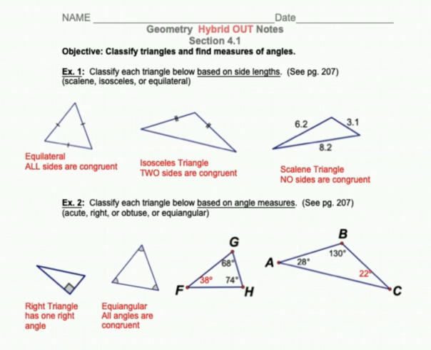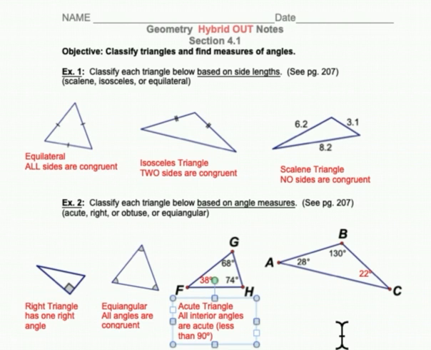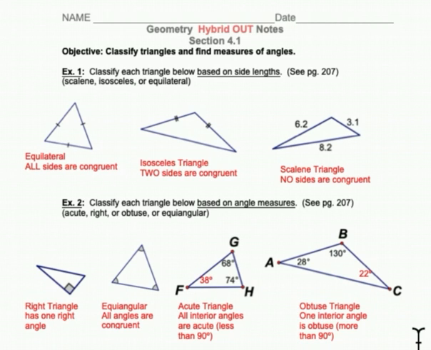This third triangle has three interior angles that are all less than 90 degrees. So we're going to classify that triangle as an acute triangle because all of the interior angles are acute angles, less than 90 degrees. This fourth triangle has two angles that are acute angles, but this angle is an obtuse angle. An obtuse angle is an angle that measures between 90 and 180 degrees. So if there is an obtuse interior angle in a triangle, then we call that triangle an obtuse triangle because one of the angles is obtuse.